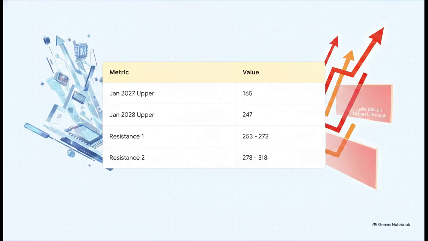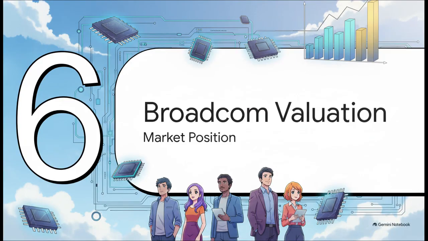Based on the source's forward valuation, Marvell's upper limit hits 165 for January 2027 and climbs to 247 for January 2028. Mapping out the exact technical resistance zones from the document, we're looking at ranges of 253 to 272 and a particularly heavy zone spanning 278 up to 318. Section 6, Broadcom Valuation and Market Position.